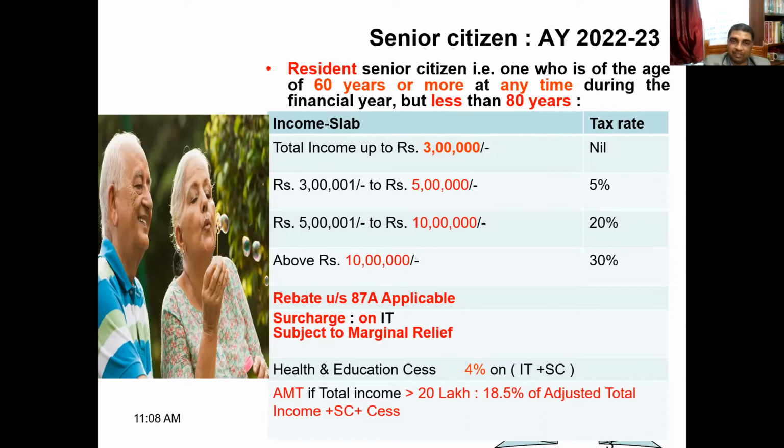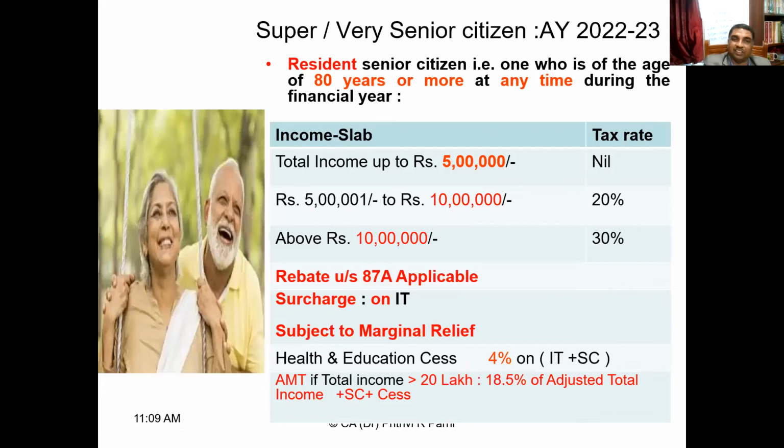Right? Understood? Senior citizen. Now coming to very senior citizens, who are of 80 years or more of age at any time during the financial year: up to 5 lakh, no tax. Then 5 lakh to 10 lakh, 20%, above 10 lakh, 30%. Rebate under section 87A is applicable. Surcharge is applicable on IT if the total income exceeds 50 lakh rupees, and that surcharge will be subject to marginal relief. Health and education cess will be 4% on income tax plus surcharge. AMT is also applicable. AMT stands for alternate minimum tax. We'll be learning that.